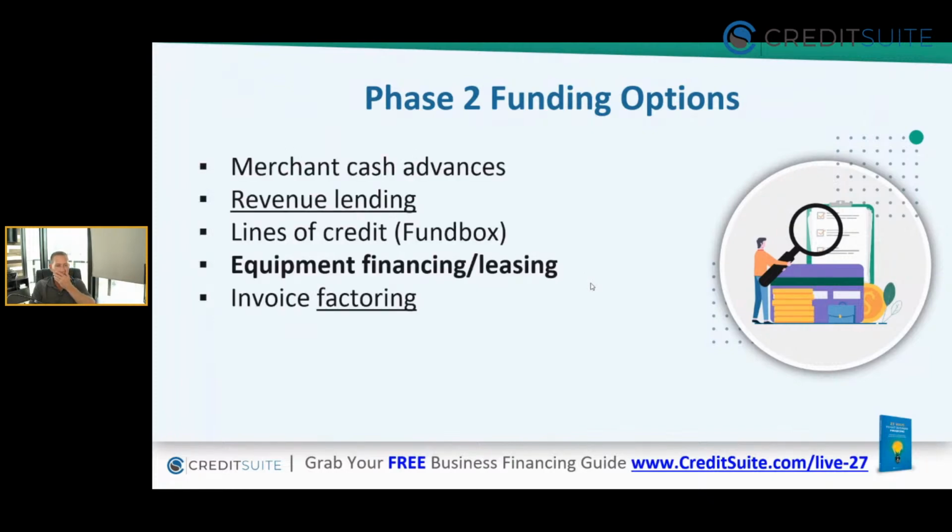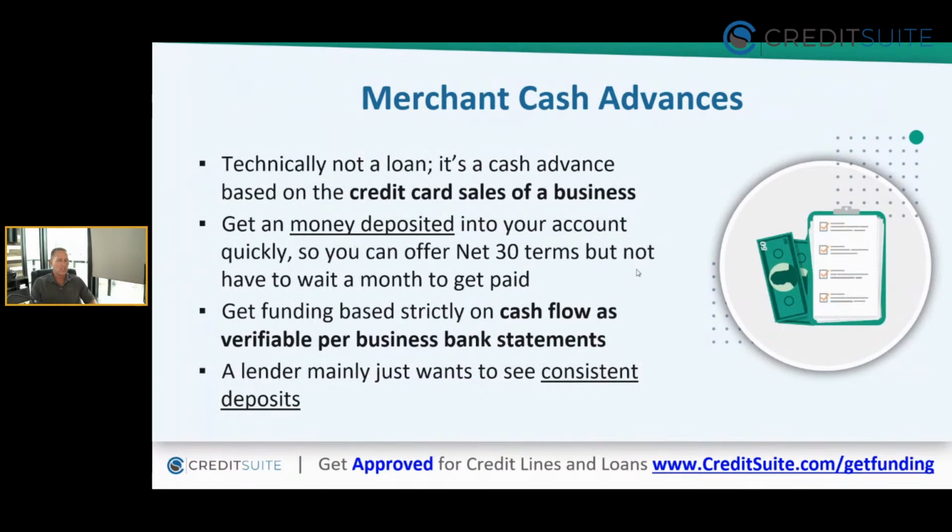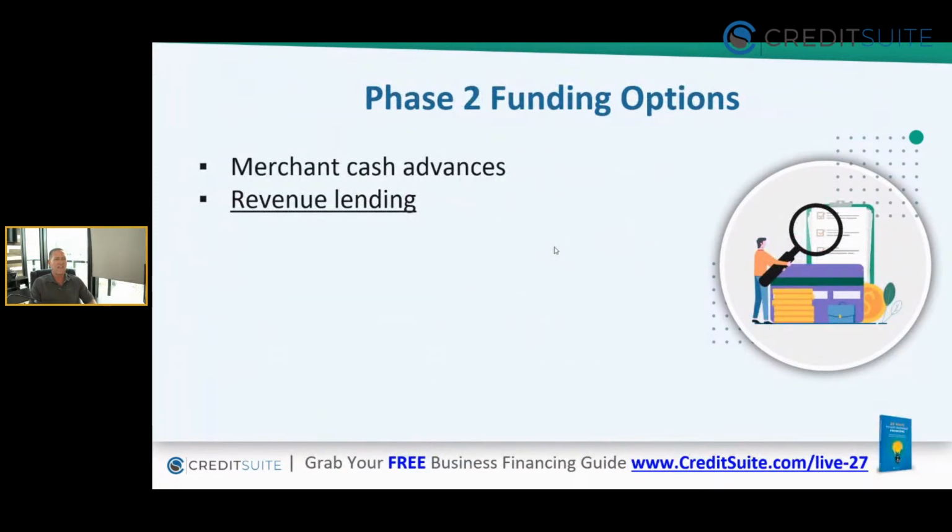Okay, so funding options in phase 2. Now we've got some cash flow. So now we start looking at cash flow financing, merchant cash advances, revenue lending, lines of credit. We even talk about equipment financing as well. Things like this happen in phase 2. If we look at phase 1, we don't have revenue yet. We're pre-revenue, so we've got to rely on our credit to get money. We've got to rely on stocks, bonds, 401ks, IRAs, assets to get money.